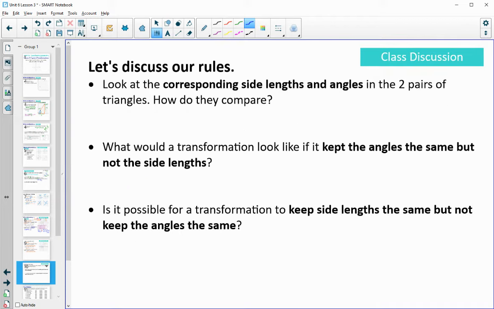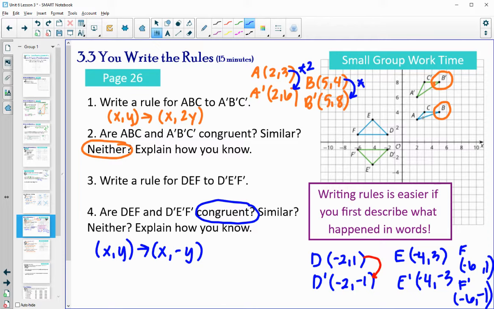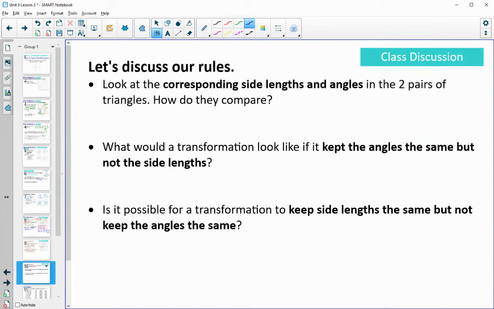All right, so you can look at corresponding side lengths and angles in them. Okay, so for the first set of shapes, the corresponding sides and angles were different. They changed in this first one, but they stayed the same in the second one. How would a transformation look if it kept the angles the same but not the side lengths? So if the angles stayed the same but the side lengths changed, that's going to be some type of scale factor, right? The scale would need to stay the same. So we need to be multiplying the x and the y by the same amount.